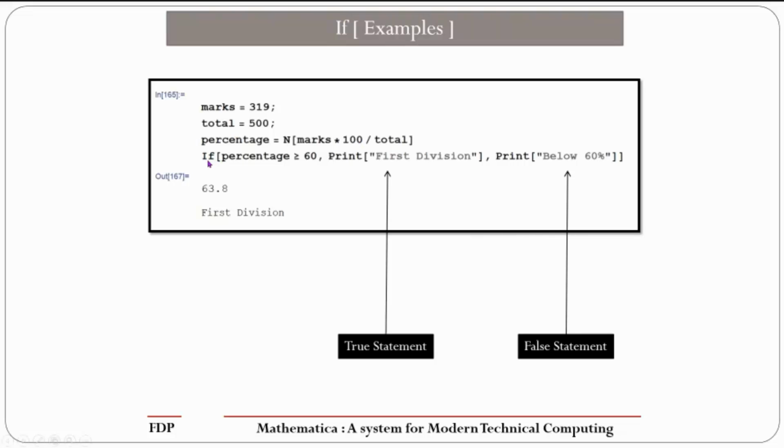So now come to the if statement. In this example, I am checking if my percentage variable is greater than or equal to 60, then if it is true, the first division comes up, or if it is false, then the below 60 will come up. Like this, this is the if statement. The first portion is the condition, the second is your true statement, and this one is your false statement. So here we will calculate and check. The answer for percentage is 63.8, so 63.8 is greater than or equal to 60. Yes, it is true. If it is true, then the true statement will occur, and the answer will come as first division.